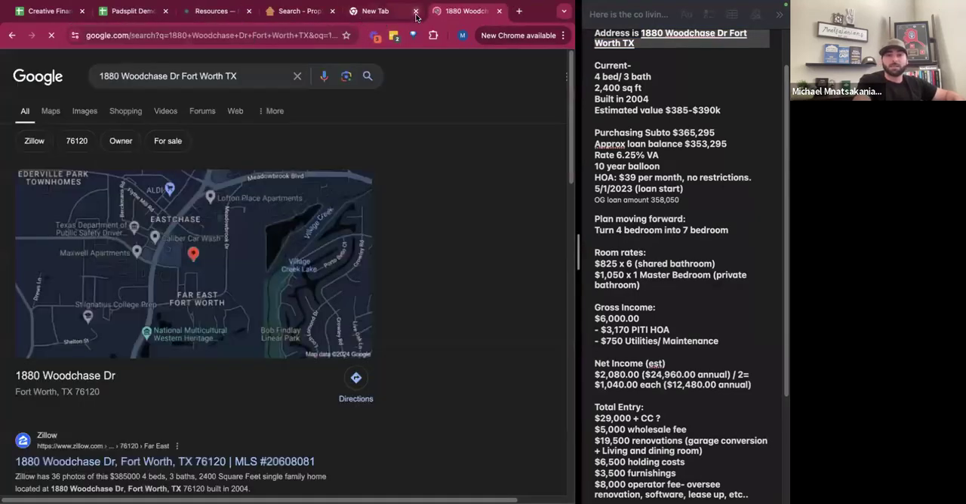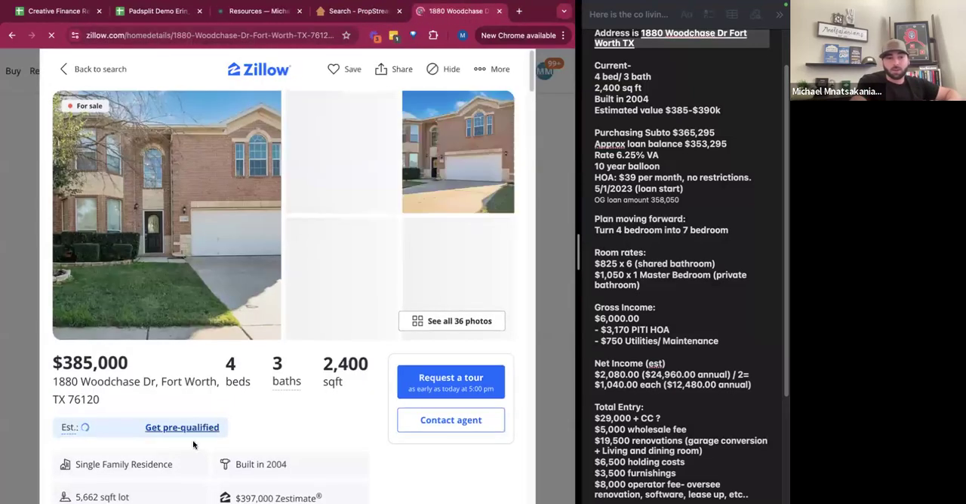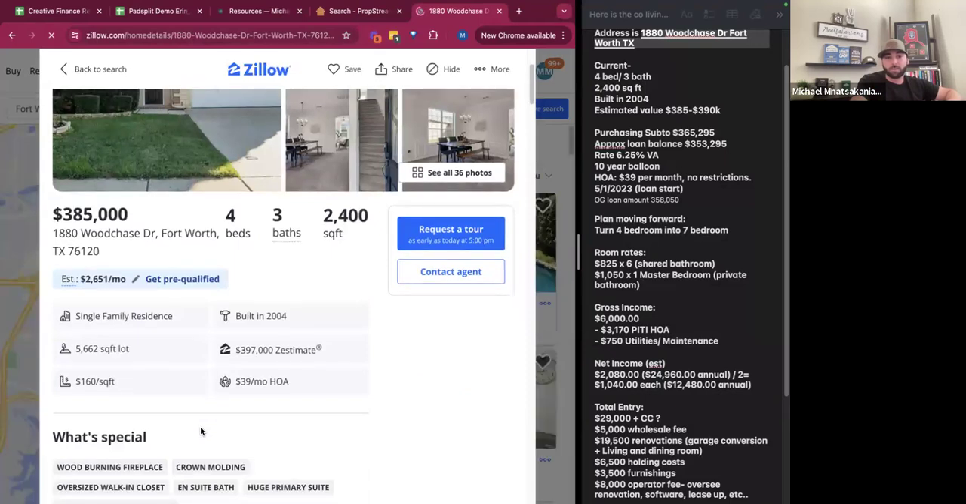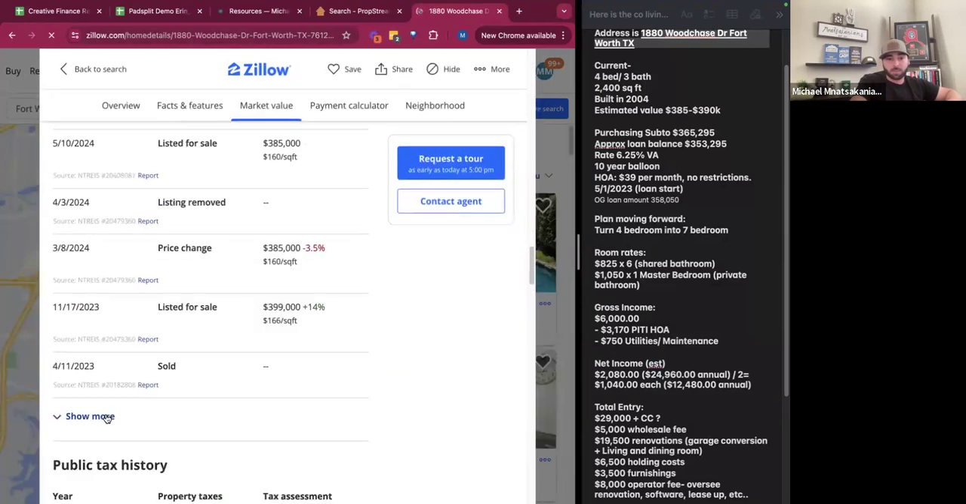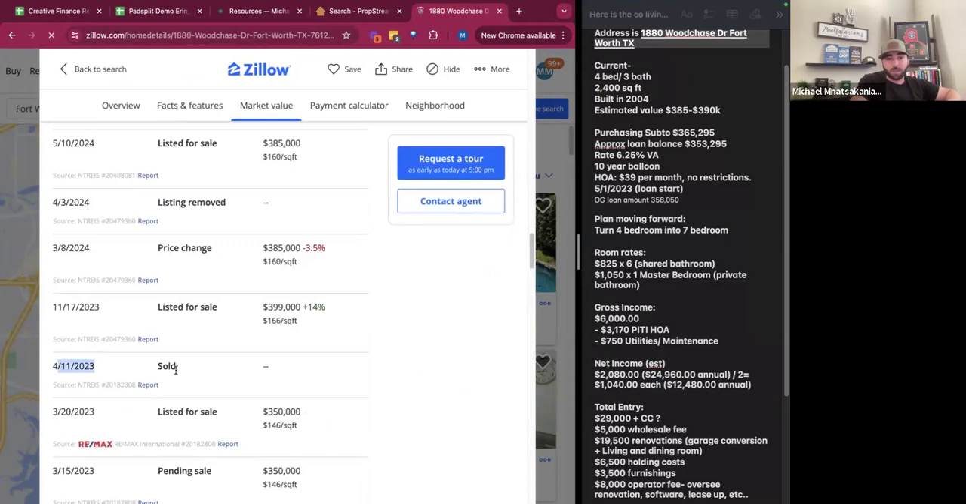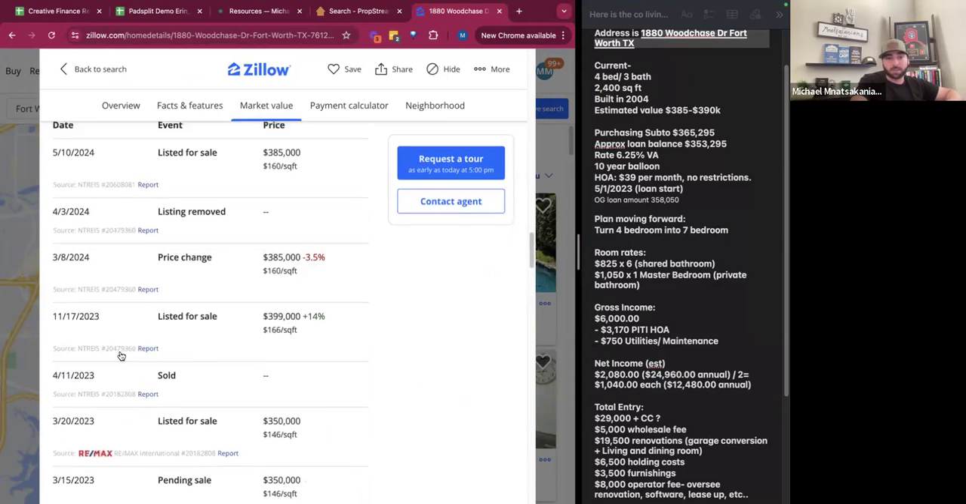I think that's kind of the slowest piece. It's not that it's inaccurate, it's just a little delayed. So just going on here, they were looking at a 3 bed, 4x3, 2,400 square feet. Let's see. So it looks like they bought it, yep, 4/11/2023. They listed it within a couple months at $399. This isn't because they flipped the property and renovated it or anything.